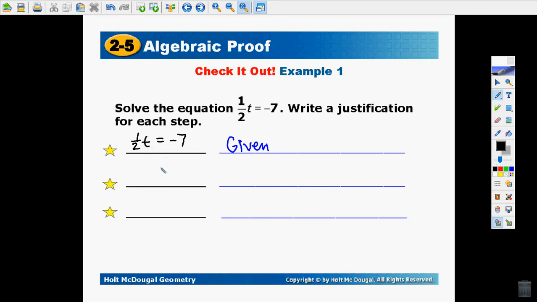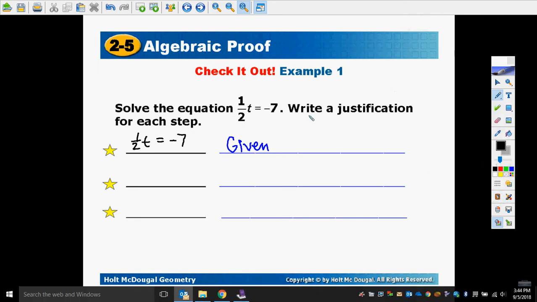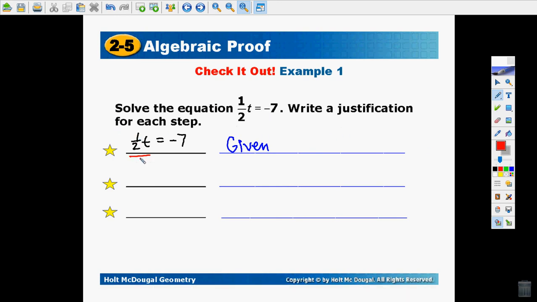I want you to solve the equation and write a justification for each step. This should be fairly simple. Give it your best shot. There's 2 lines there I want you to fill in. Okay, 1 of 2 things could have happened here on the next step. You could have divided by 1/2 on both sides and called it the division property of equality.